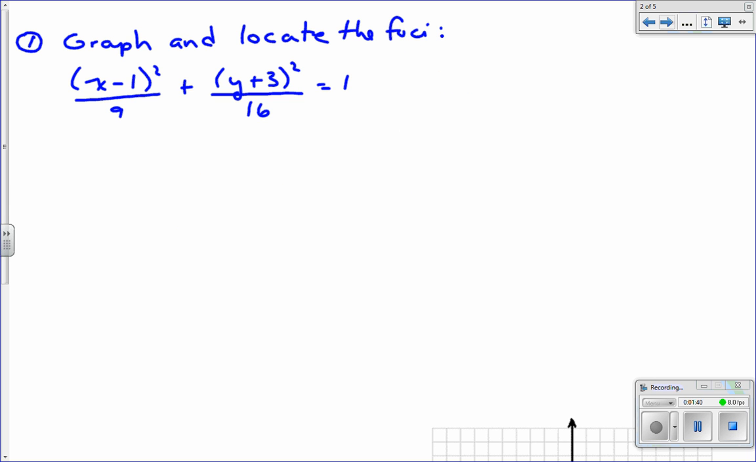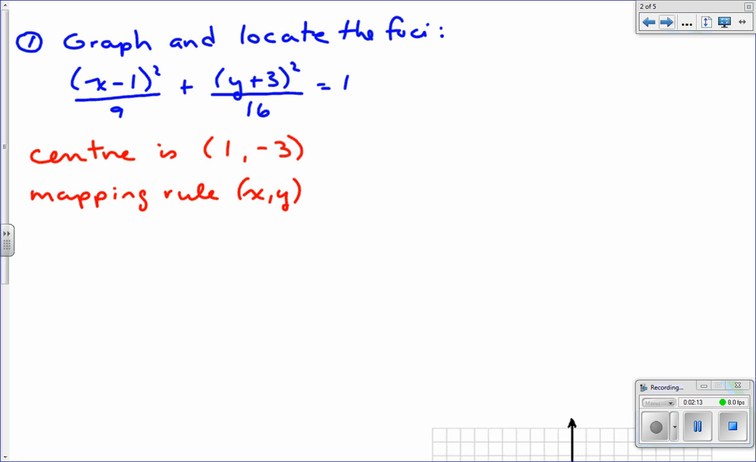So our first example is (x minus 1) squared over 9 plus (y plus 3) squared over 16 is equal to 1. So the center is at (1, negative 3). Okay, so you're changing the sign on each of those terms each time. Our mapping rule will be that the x, y values, so our critical points, map onto (x plus 1, y minus 3).